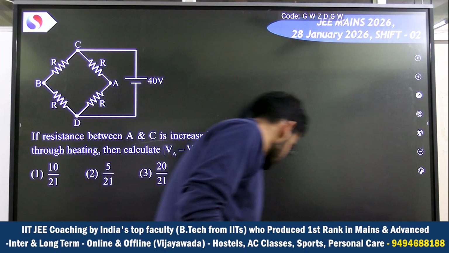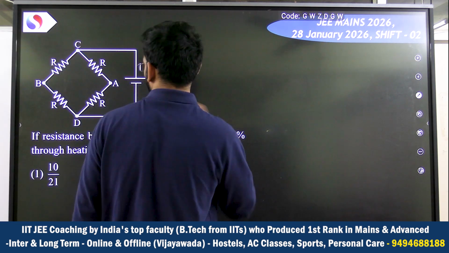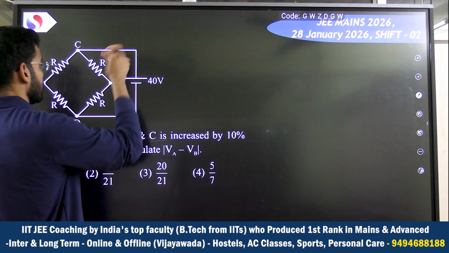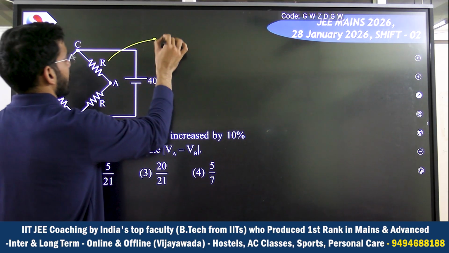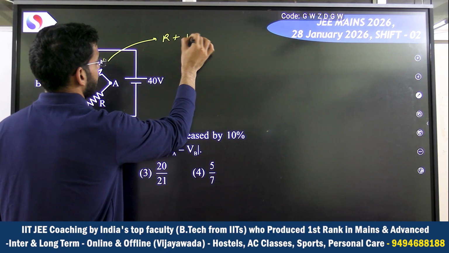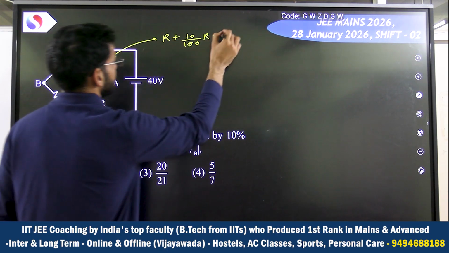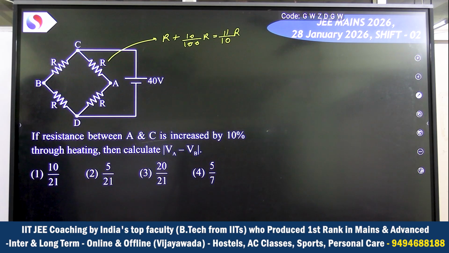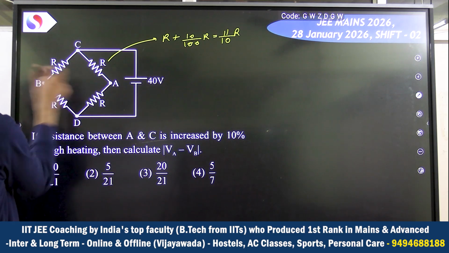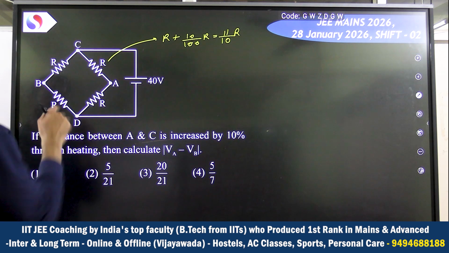So if we increase the resistance by 10%, understand, 10% increment means if this resistance instead of R between A and C, it becomes how much? R plus 10 by 100 of R, meaning what? 1 by 10, that means 11 by 10 R. Okay, this is the new resistance. Okay, then after that you solve for VA minus VB. Got it? Now between here, how will you solve it?